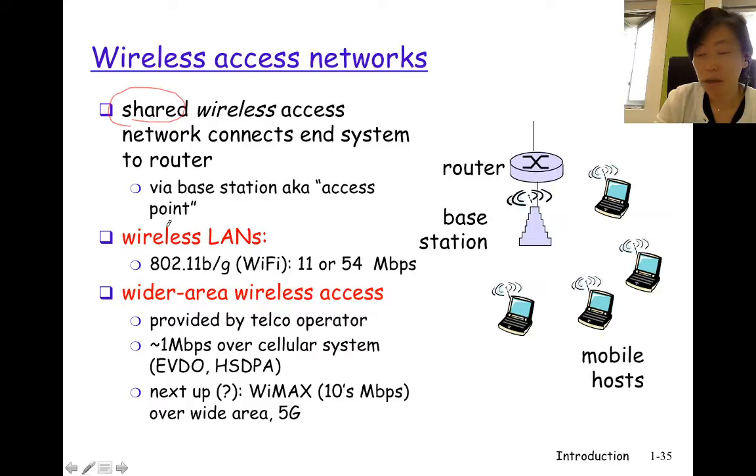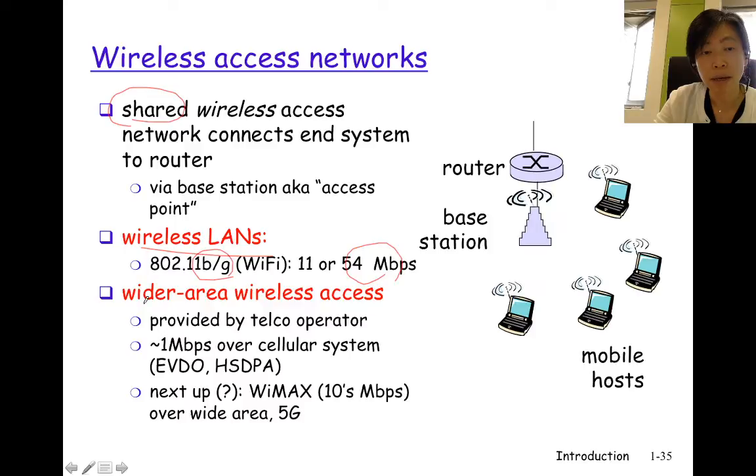So the most popular one is called Wi-Fi. This is the wireless equivalent of Ethernet. And the bandwidth goes up to 54 megabits per second for 802.11b/g. But now we have 802.11a-something. So potentially the bandwidth can go up to hundreds of megabits and sometimes gigabits.